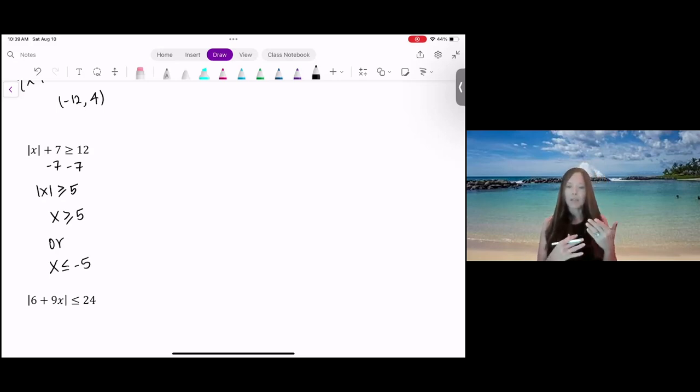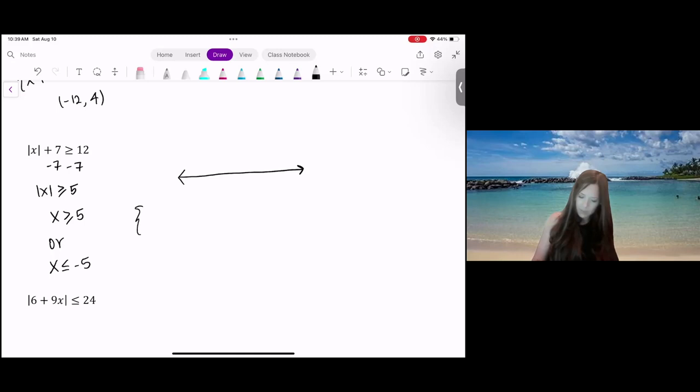Now, some texts will use the positive and the negative on the left-hand side. I prefer to do it on the right-hand side. Graphing this, remember that an or is going to go towards infinity. Set notation would be the set of all x's such that x is less than or equal to -5 or x is greater than or equal to 5. Interval notation would be from negative infinity up to -5 with a bracket and union with 5 to positive infinity.